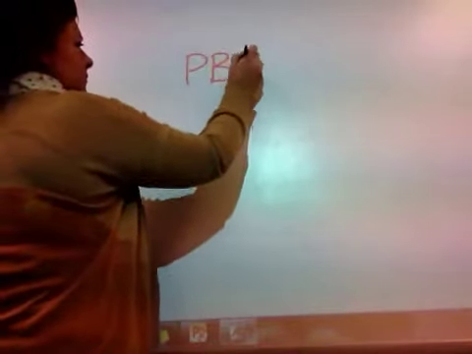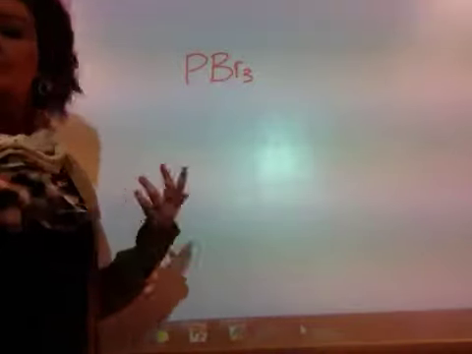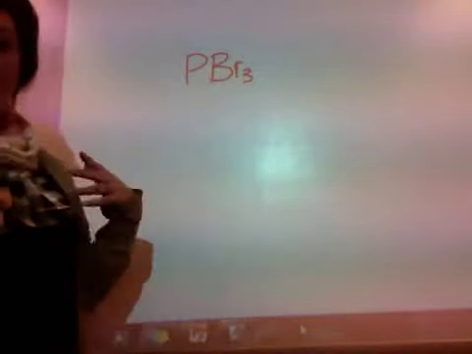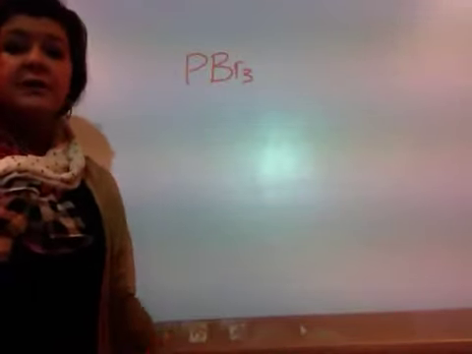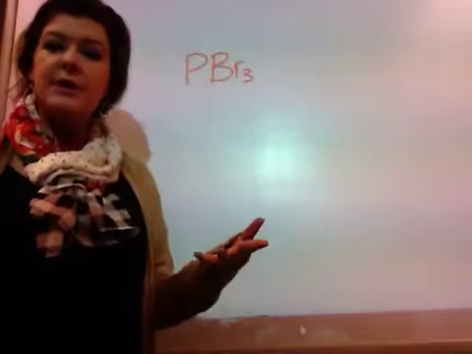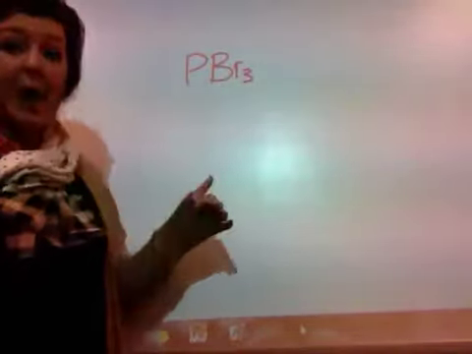So let's look at C. On C, it says PBr3. If we wanted to name PBr3, it would be phosphorus tribromide. Remember that we said the first thing we do when we draw these Lewis structures is count the total number of valence electrons for the entire compound.